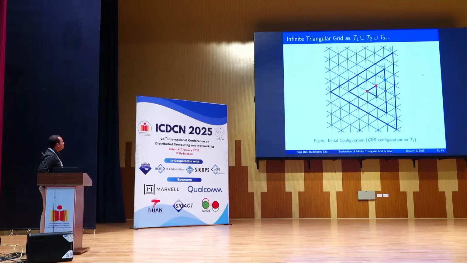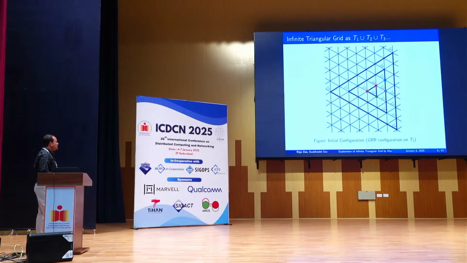We can think of the infinite triangular grid as a union of triangles. The smallest triangle is T1, the next triangle is T2, the next triangle is T3, and so on. In this way, each node of the infinite triangular grid will be covered. Now we have named the topmost node of a triangle Ti as Vi B0, the leftmost node as Vi C0, and the bottommost node as Vi A0.